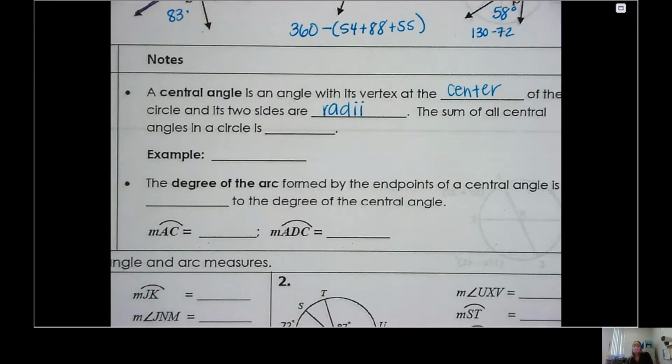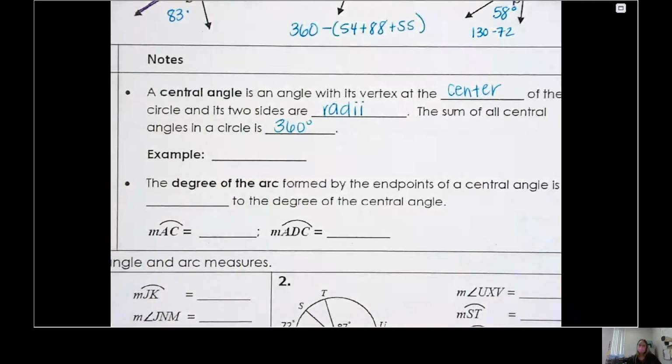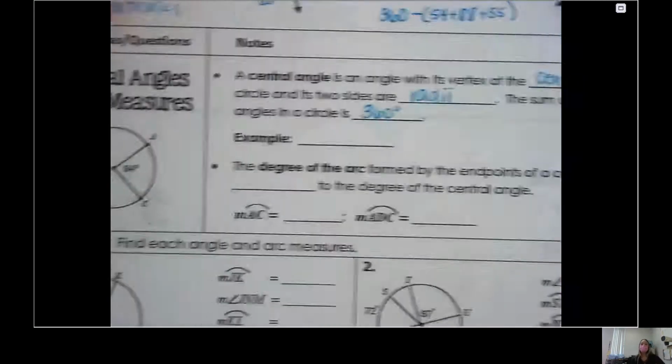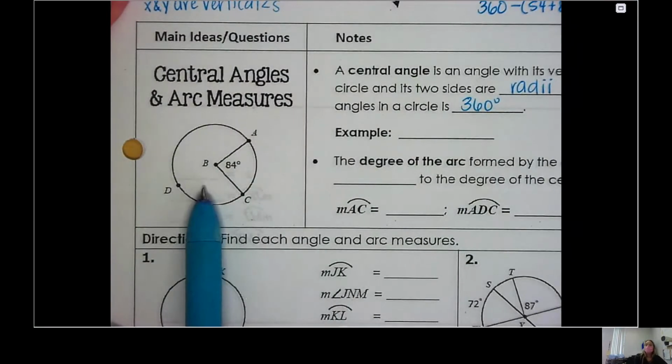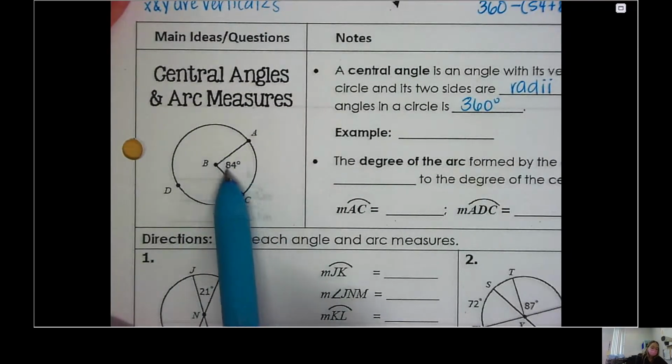The sum of all central angles in a circle. So if we add all the angles in a circle together, we get how many degrees? 360. Perfect. So an example of a central angle, if we look at this picture right here, in total, this angle here and this really big one should add up to be 360.